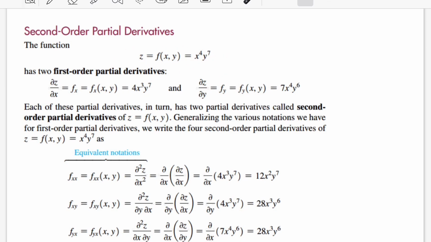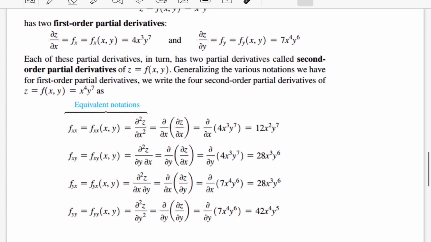So remember from previous sections, if we want to take the second derivative of a function, we're just taking the derivative of the derivative. So same idea here, but now for each one of these, we can take the derivative of this partial derivative with respect to x and y, and we can take the partial derivative of this partial derivative with respect to x and y.